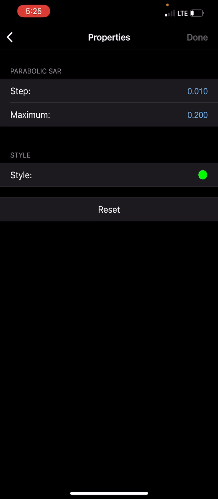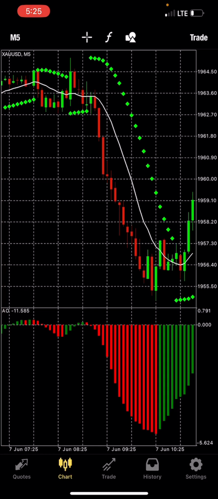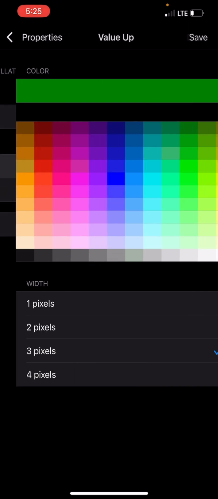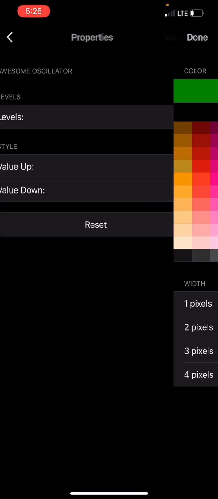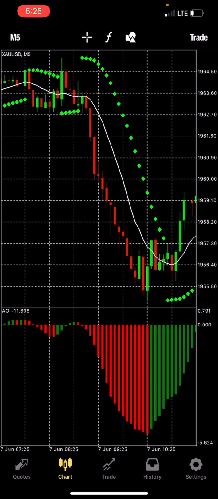Then the moving average: period 11, shift zero, method simple, apply to close. Then the color white. Then the awesome oscillator, that's just basic. I just changed the pixel size so that it should be bold. And that's just it, guys. That's a very simple and sweet strategy.